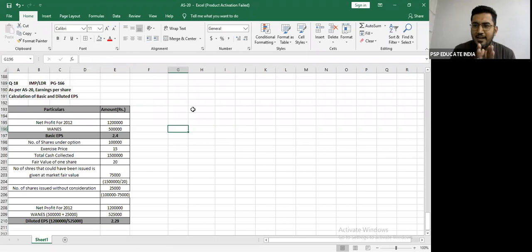question is, 15 lakh rupees could have brought you 75,000 shares. But for that, how many shares did you give? 1 lakh. So 25,000 is something that you are giving extra. So that extra is known as your bonus element. So that is how you will think in this case.